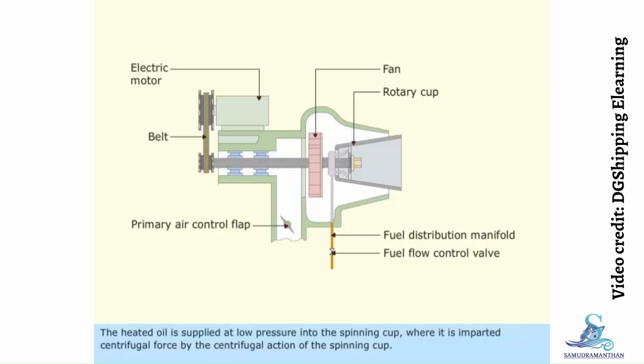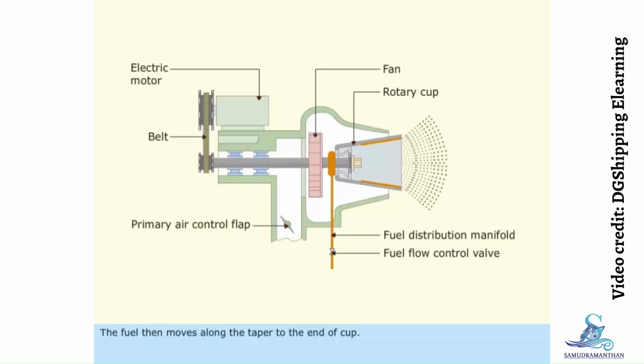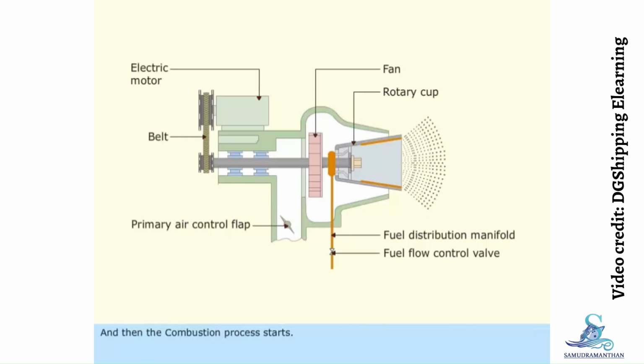The heated oil is supplied at low pressure into the spinning cup, where it is acted on by the centrifugal action of the spinning cup. Due to the high rotational speed, the centrifugal force causes the fuel to spread out evenly into a thin film. The fuel then moves along the taper to the end of the cup. As it passes into the surrounding airstream, the fuel is atomized and broken into very fine droplets, and finally leaves the burner tip as a hollow rotating cone of oil droplets. And then the combustion process starts.